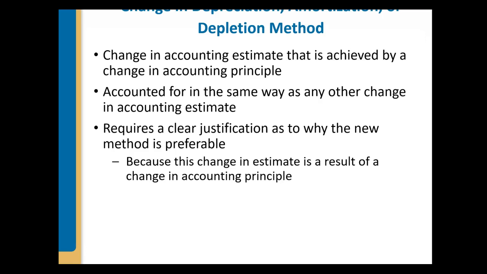Generally accepted accounting principles require that a change in depreciation, amortization, or depletion method be considered a change in accounting estimate that is achieved by a change in accounting principle. We account for these changes prospectively, exactly as we would any other change in an estimate.